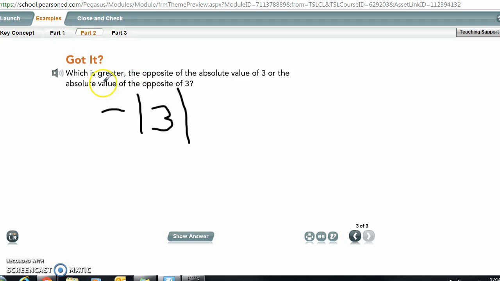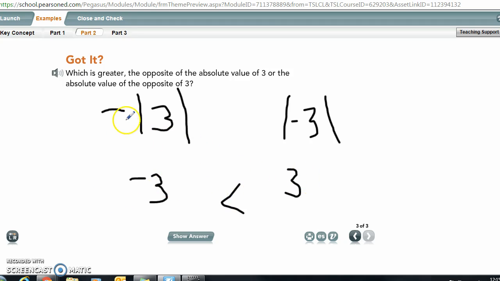Okay, or the absolute value of the opposite of 3. Okay, so which one's bigger? Are they the same or are they different? Well, I know that the absolute value of -3 will always be 3. And the absolute value of 3 is 3, but I have to keep that negative sign in front of it. So which one is bigger? Would you much rather have $3 or -$3? Okay, so the answer should be the absolute value of the opposite of 3 is greater than the opposite of the absolute value of 3.